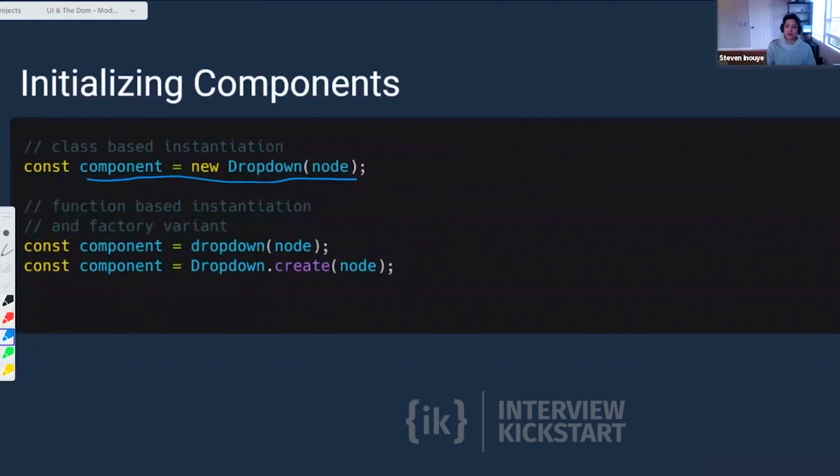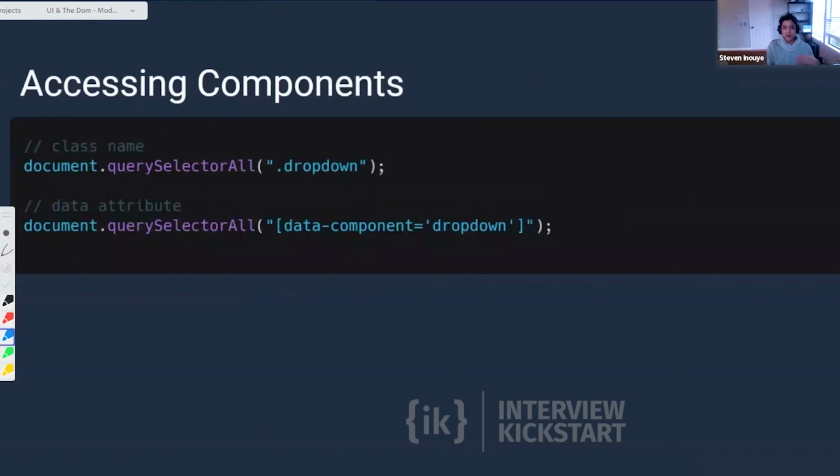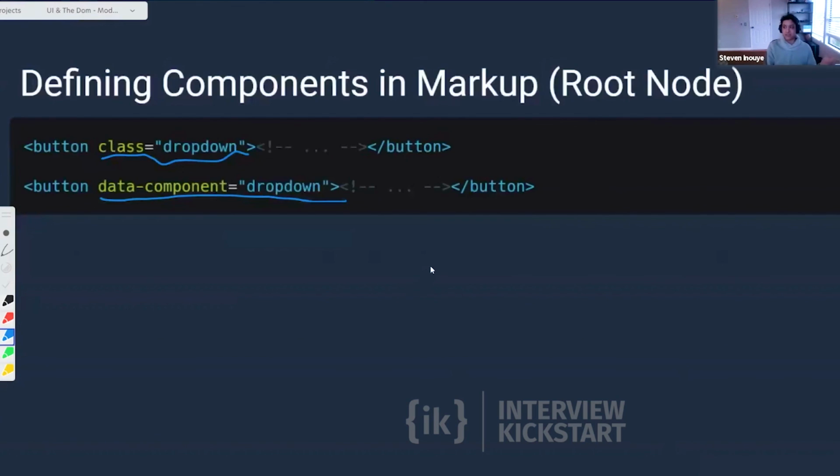All right, so first we'll look at, so we just looked at 3 different types of instantiations. So this is how you can instantiate. This is how you can actually get your query selector from your DOM. And this is how we're actually going to plan our HTML.